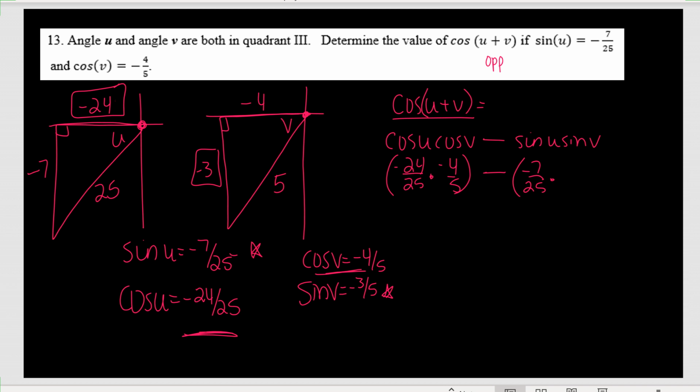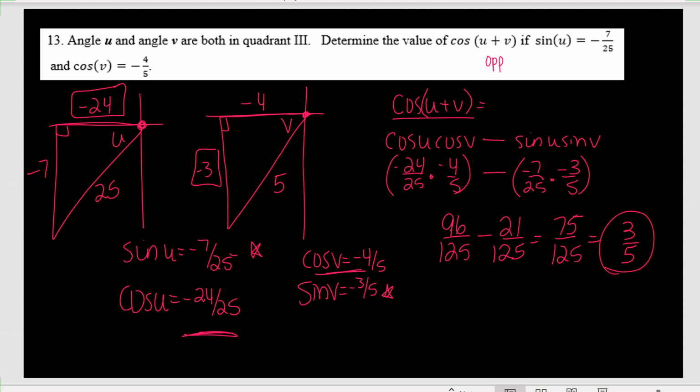Okay, and then we will again keep the denominators. Don't simplify anything yet. The first two terms multiply to give us 96 over 125 minus the back two terms multiply to give us positive 21 over 125. When we subtract, we'll get 75 over 125, and you should go ahead and reduce because we can. So cosine of u plus v, for example 13, finalizes to be 3 over 5.